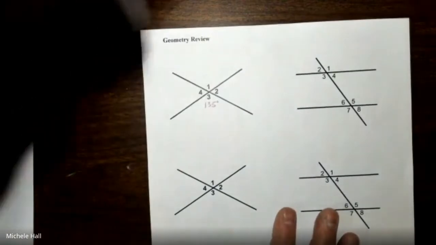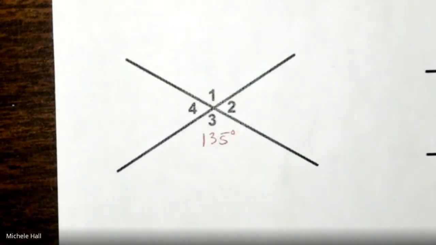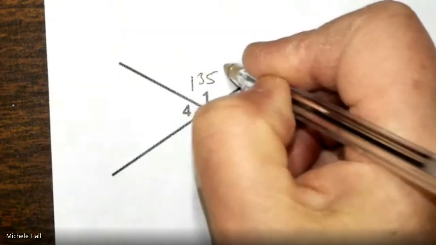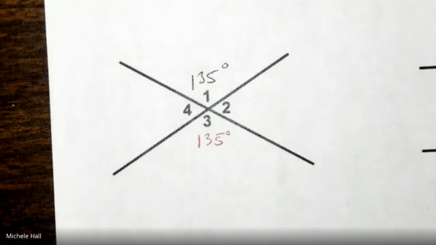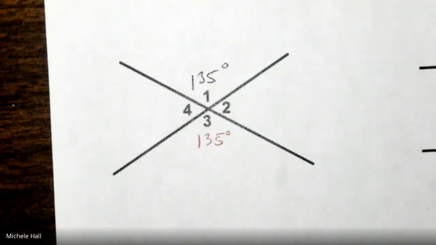On that first one, if I told you that angle 3 is 135, I want you to find all the other angles. And how do you know that number 1's 135? What's the rule that says you can do that? Yes, what do we call those angles? Vertical angles are congruent. Okay, Annabelle, give me another one.